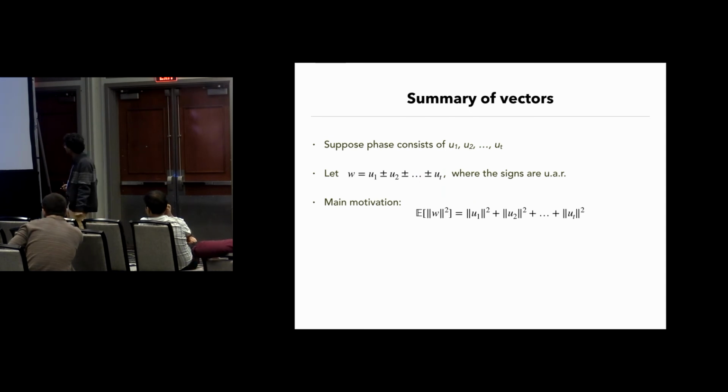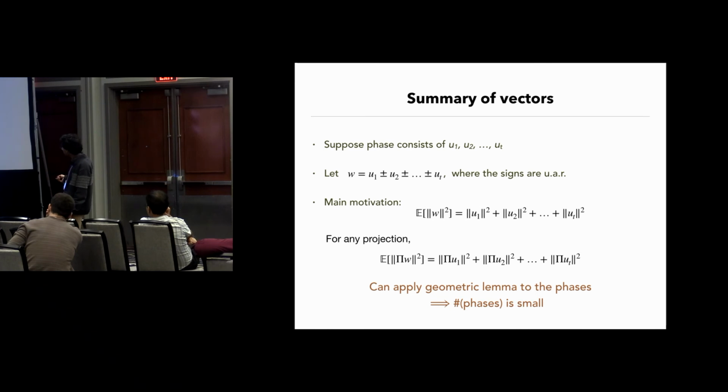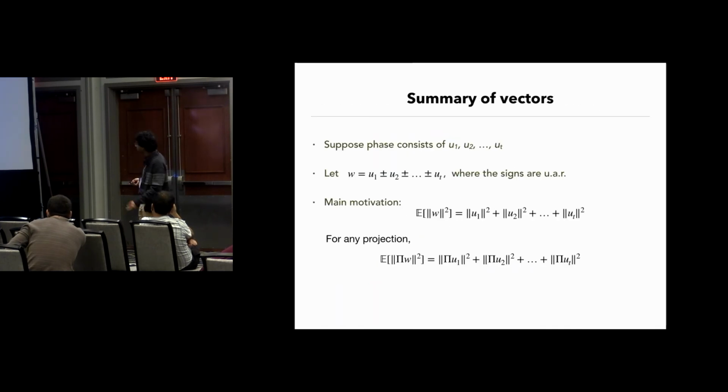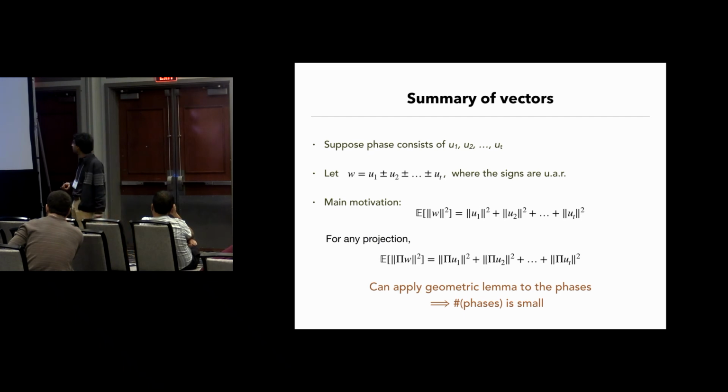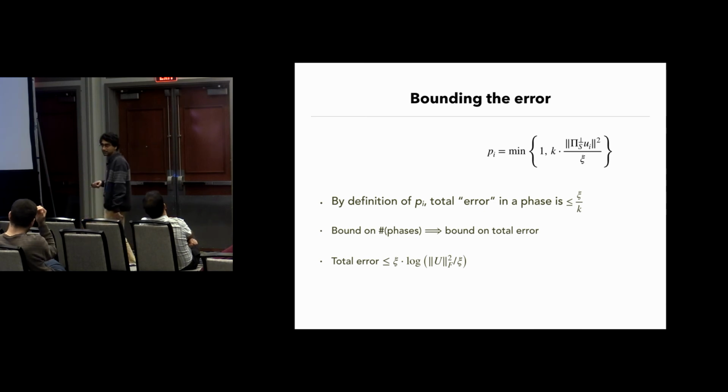Let me not get too much into the details of this because I'm probably out of time. But the nice thing is that by doing this, you can apply this geometric lemma that I was talking about, but to the sketches. That's a nice fact. It shows that the number of phases that you have is small, which in turn implies that the number of columns you are adding to this space S is pretty small. And one nice thing about our definition of this probability is that as long as the number of phases is small, the total error is automatically bounded, because the total error in a phase is less than or equal to something like c by k, because these probabilities add up to 1.